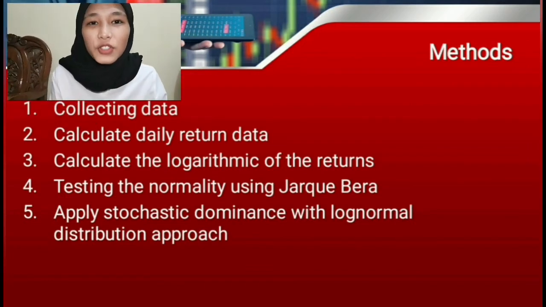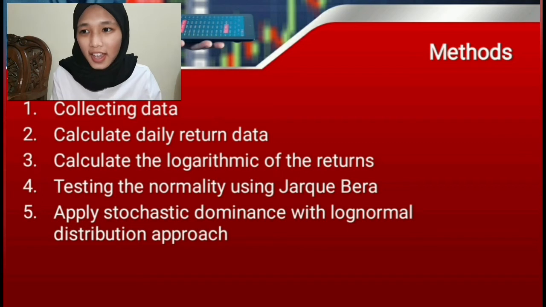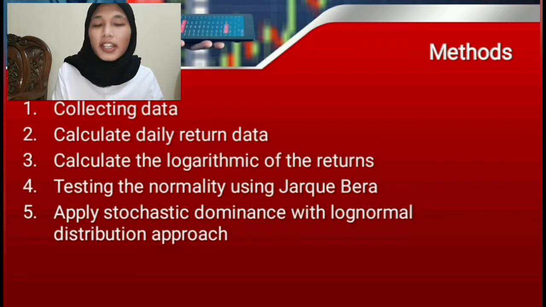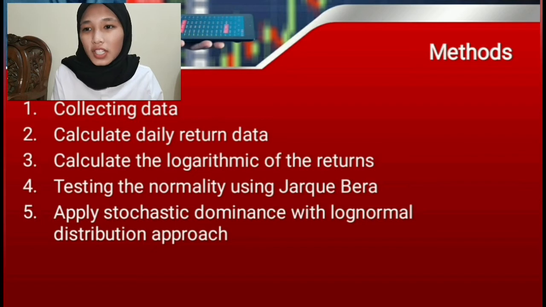There are 5 steps of analysis. The first one is collecting the data, and then we calculate the daily return data so that we can calculate the logarithm of the returns. After that, we test the normality using Jarque-Bera, and then we apply stochastic dominance criteria with the log-normal distribution approach on indexes that follow log-normally distributed populations.